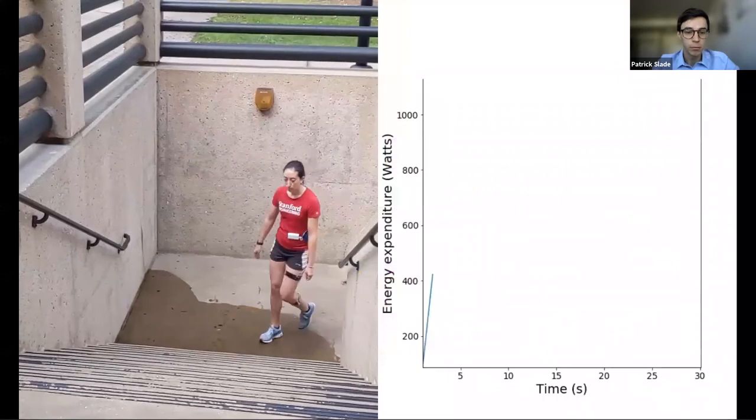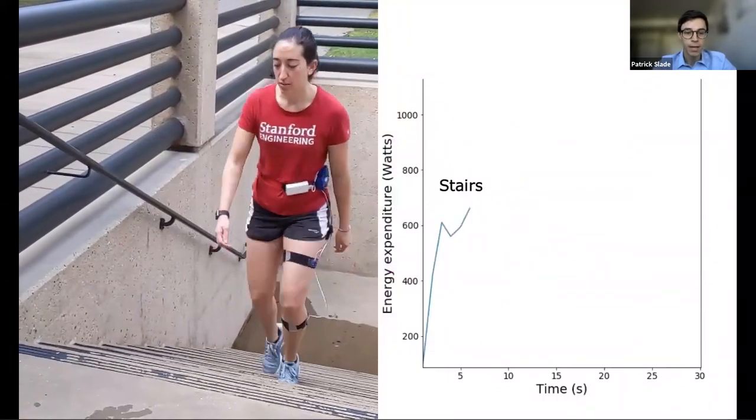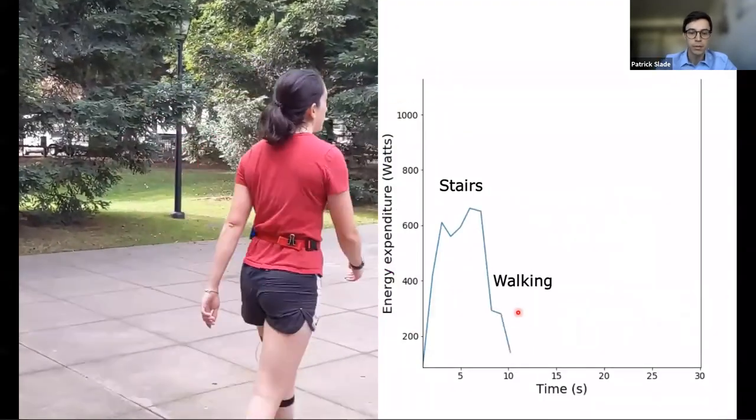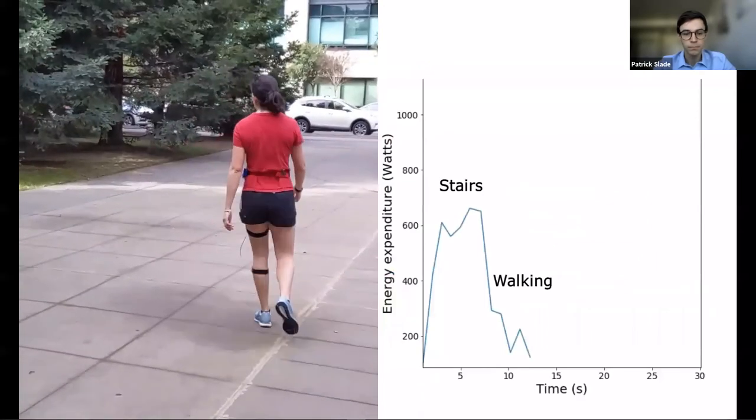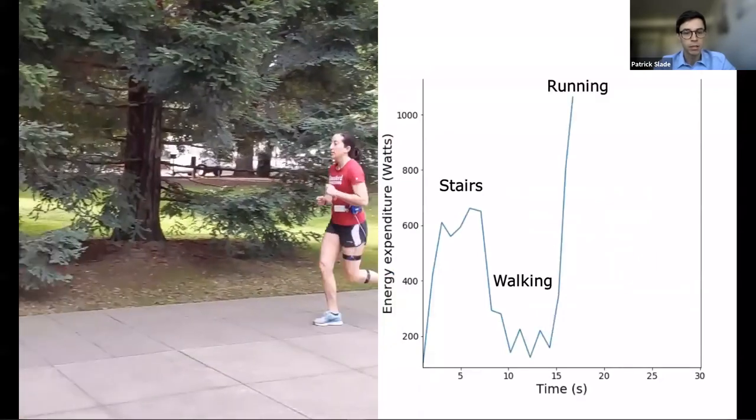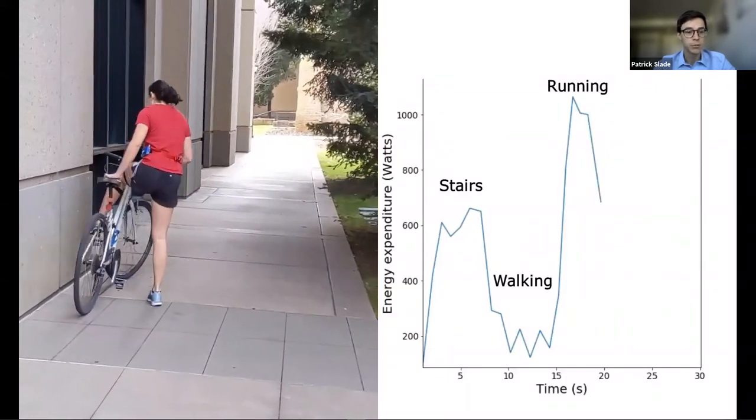Next, you get to see the wearable system in action. So here we have a participant wearing the system, and you'll see that as they take each step, you'll see a new energy expenditure point appear on the right. And as they transition between activities like walk to run here, you'll see a large change in energy expenditure value. And the system really quickly captures that change.